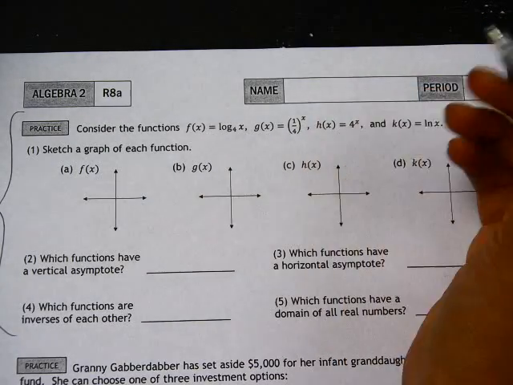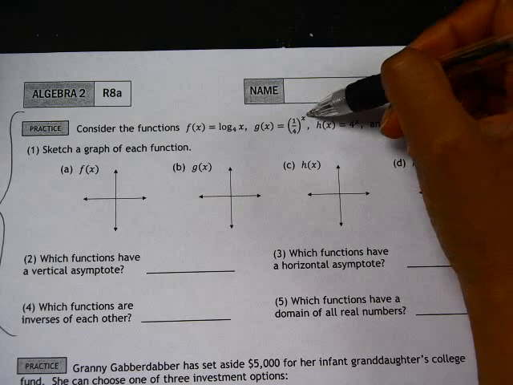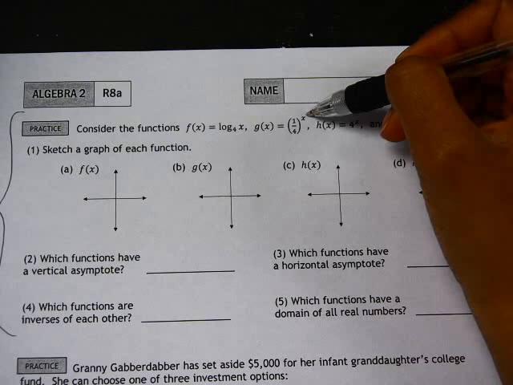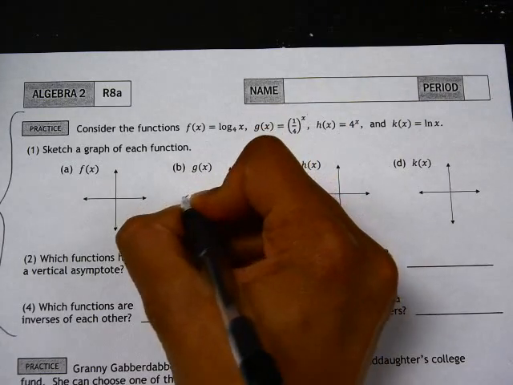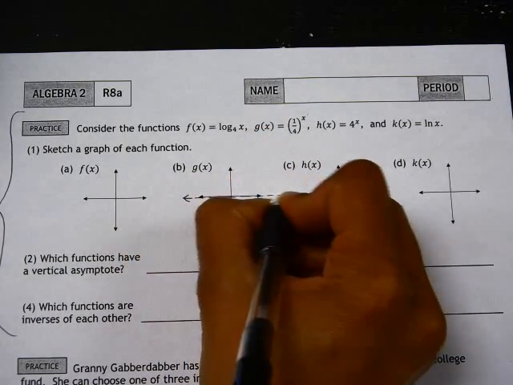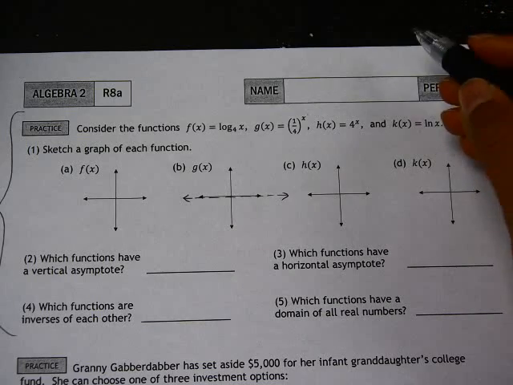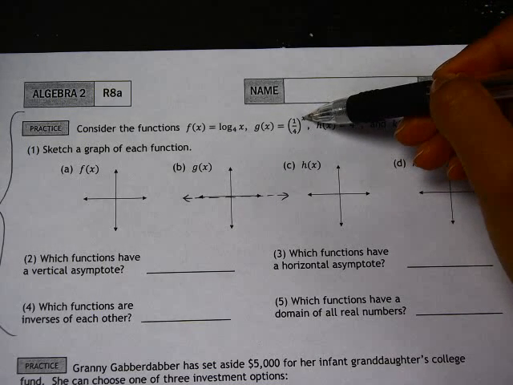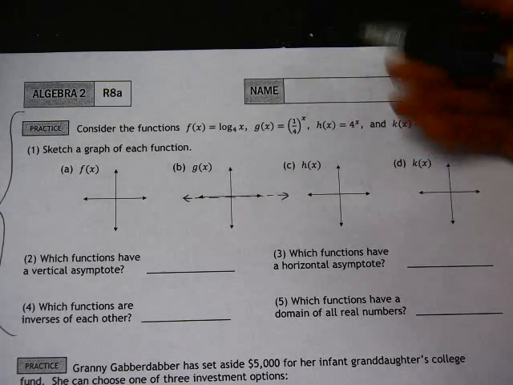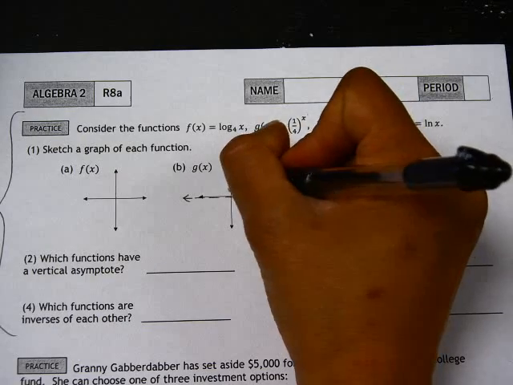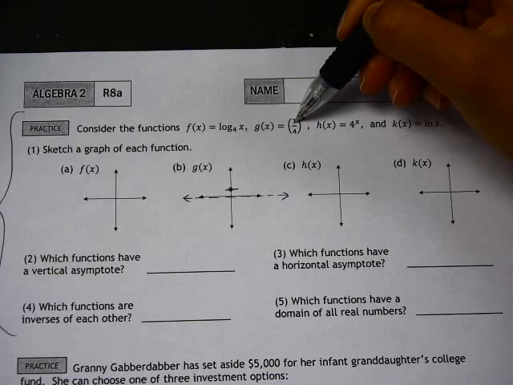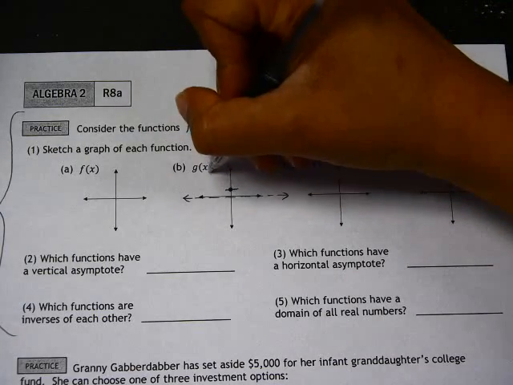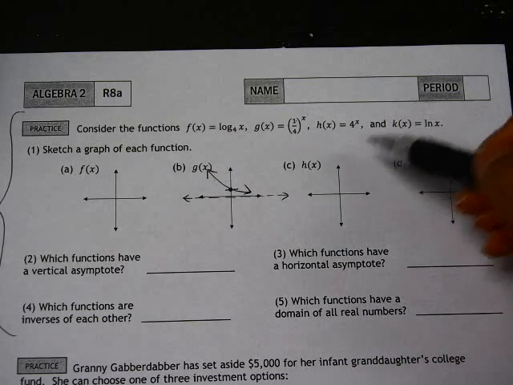g of x is an exponential function that is decreasing. The asymptote is at y equals 0 because there's no number being added or subtracted after here. So we know the graph is going to approach this horizontal line. And if I just check when x equals 0, the y-intercept would be 1. And I know this is a decreasing function because this number is less than 1. So just a quick sketch would look something like this.